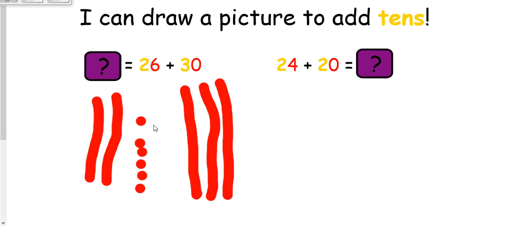So to put 26 together with 30, we can count them. Let's count them. 10, 20, 30, 40, 50, 51, 52, 53, 54, 55, 56. Let's see. 56 equals 26 plus 30. Let's look at our other problem.